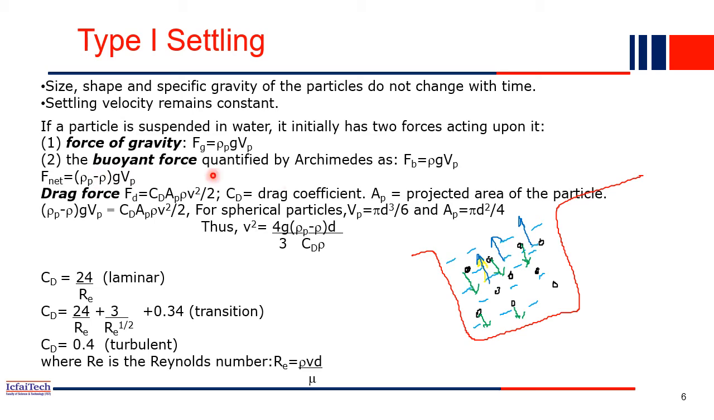And then we have the buoyancy force Fb, from Archimedes principle, which acts upward and equals rho into g into Vp. Rho is the density of the water, which we know is constant, g is also known, and Vp is the volume of the particle. So rho into Vp gives the mass of displaced water, into g. This buoyancy force acts upward. Whether the particle will settle or not depends on the net force between the gravity force and the buoyancy force.